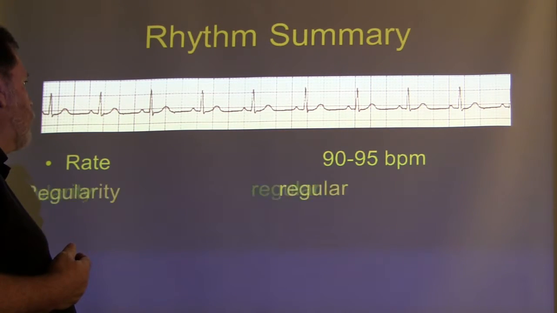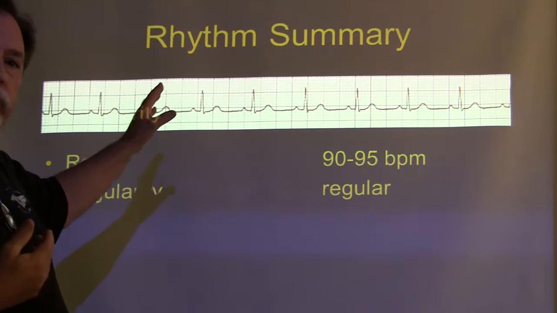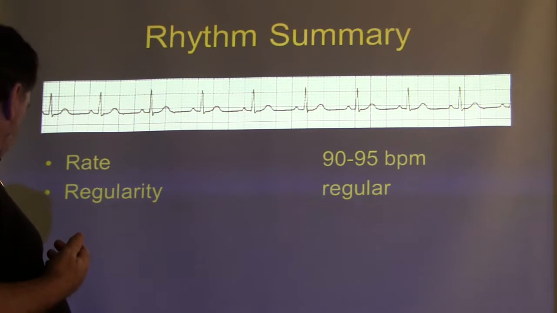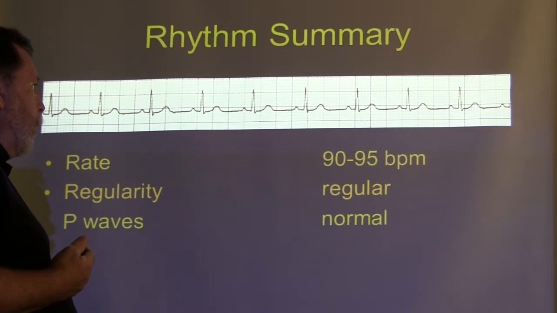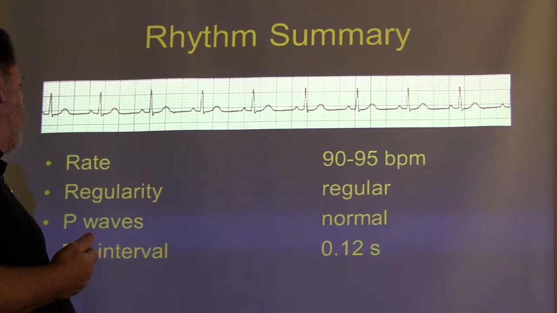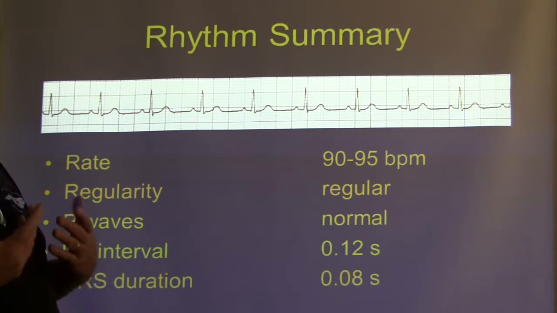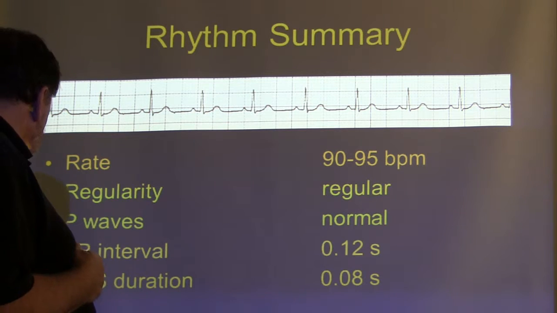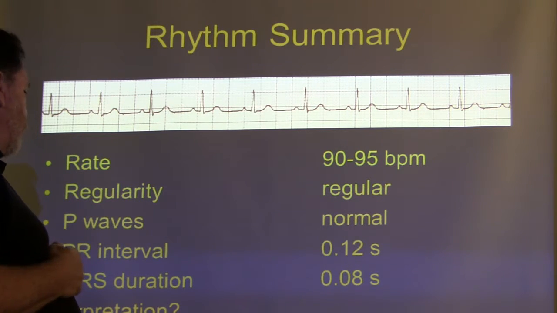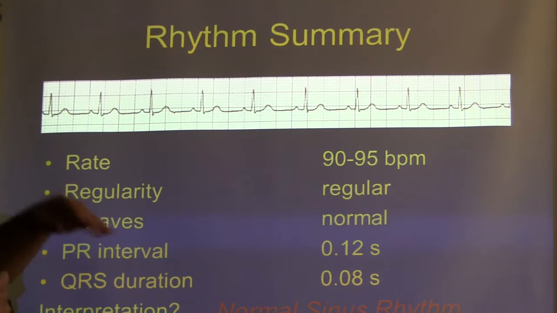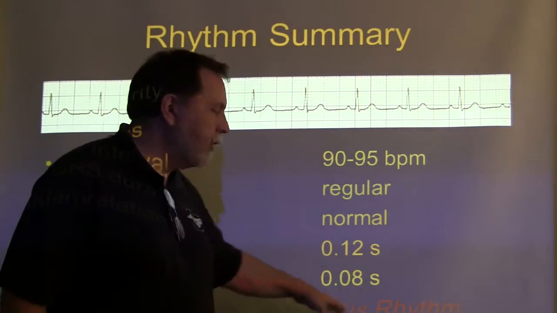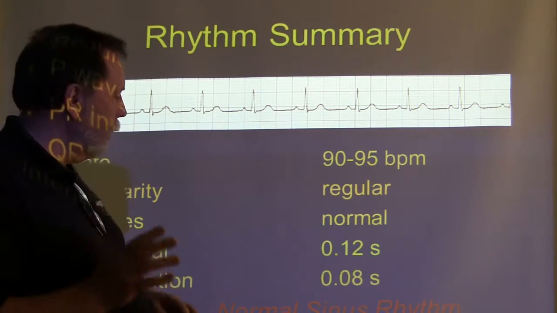So in summary, in this particular case, just on this strip, we have a normal rate between 60 and 100. The regular intervals for the QRS, P waves are there and they're normal. PR interval is normal. The QRS duration, or if you prefer the width of the QRS, is normal. So, interpretation, normal sinus rhythm. Now let's look at this. We said earlier that this is very descriptive. I want you to understand this.